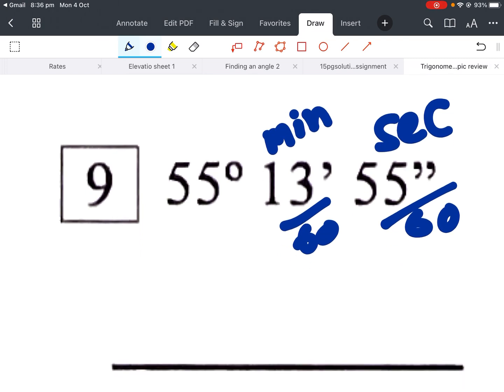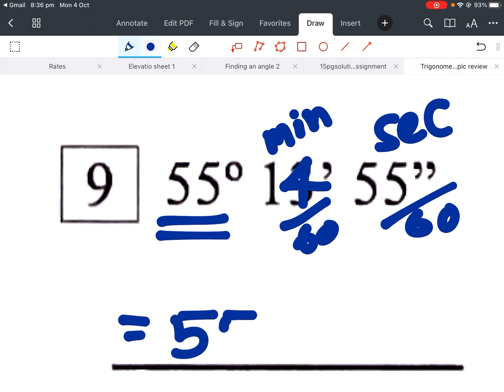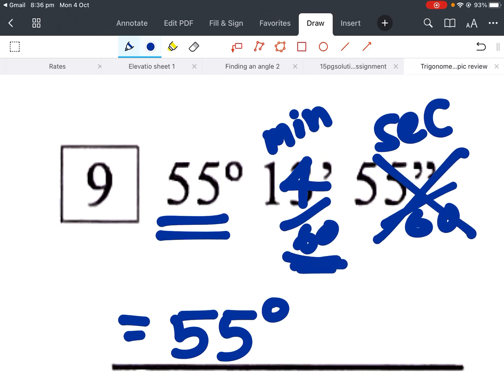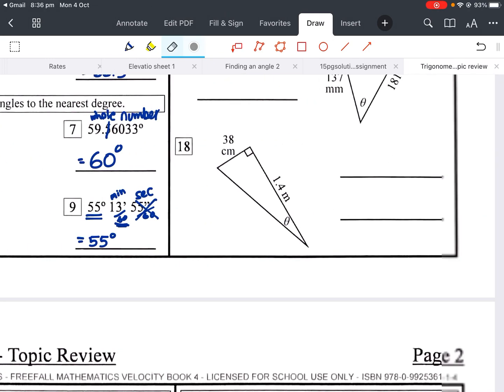Now, the seconds is over 30, isn't it? So I could add 1 to make this one 14, but then the 14 out of 60, that's not over 30, is it? So to the nearest degree, my number 55 actually does not change. And in fact, I don't think you even look at that one. You only look at that one. So you wouldn't really even do that bit. Okay? So just ignore what I did then. Sorry about that if I confused you. All right, that's your first column.